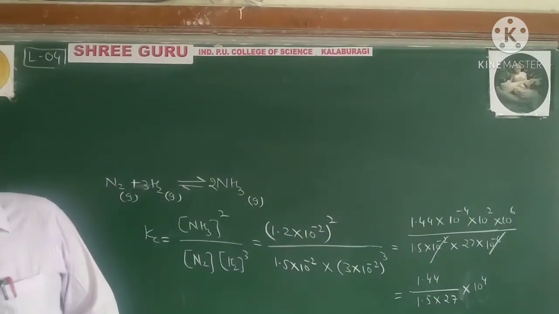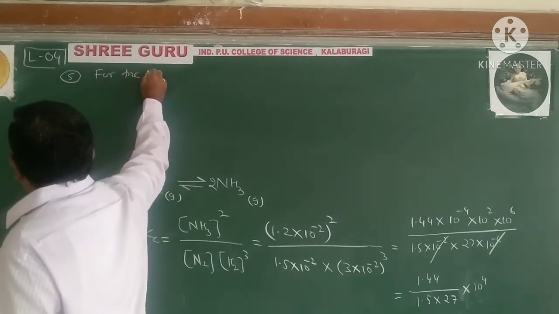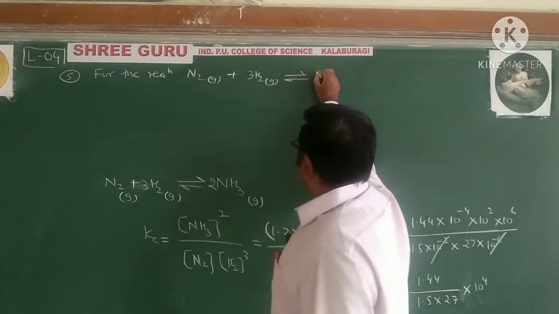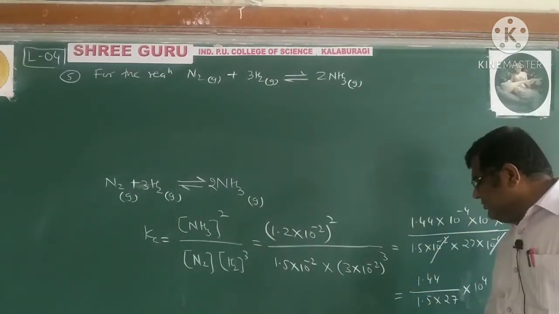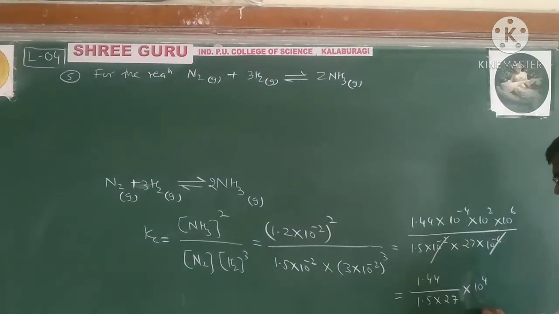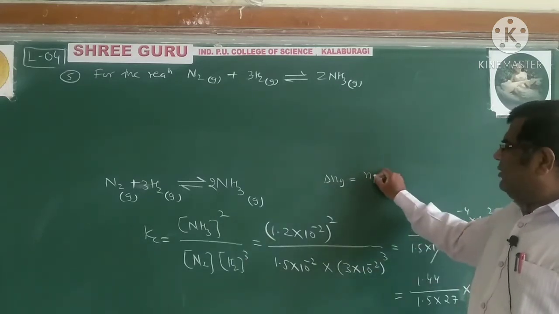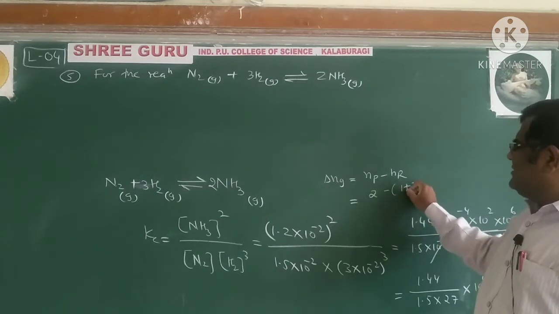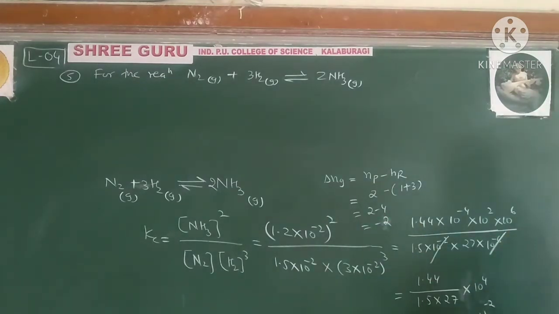We'll go ahead now. Question number 5 we are dealing with. For the reaction, same reaction value, now what will be the unit of this in the previous question? We can say the unit is mole per liter, and what can we say delta N? Delta N is nothing but number of moles of product minus number of moles of reactant. Product is 2 minus reactant is 1 plus 3, only gases, yes, all are gases. 2 minus 4, so it is minus 2. So in that way, we can write this in the form of unit also.